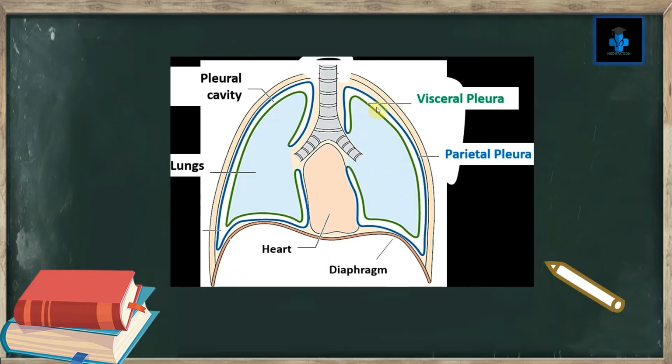So, as I told, this is the inner part, the visceral pleura, and the outer parietal pleura. And this white portion here is the pleural cavity. This is the lungs, this is the heart, and this is the diaphragm.